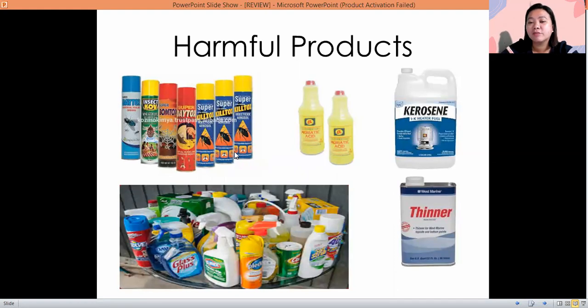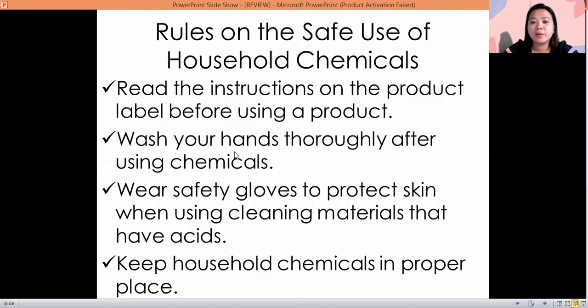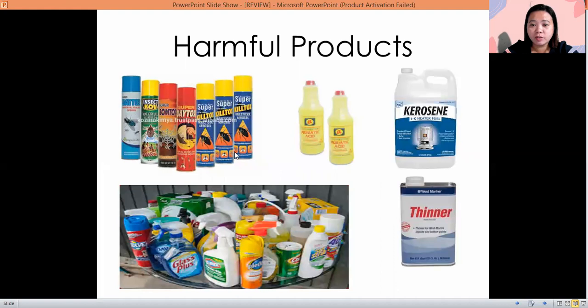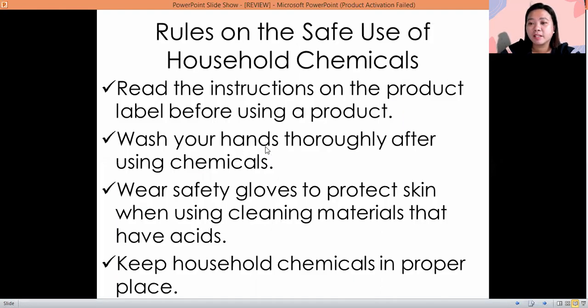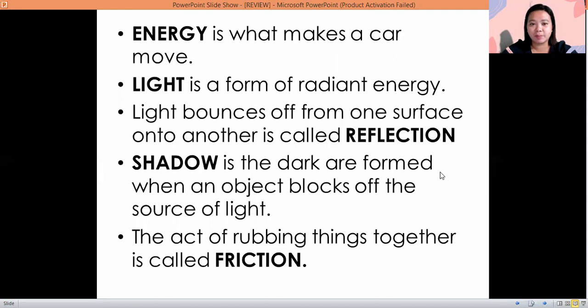Okay, now classifying materials at home for safety. So these are the harmful products. So how are we gonna use household chemicals for us to be safe? So we need to read the instruction before using the product. Wash your hands thoroughly after using the chemicals or the harmful products. Of course, wear safety gloves to protect your skin when you are using cleaning materials with acids. And keep household chemicals in a proper place.